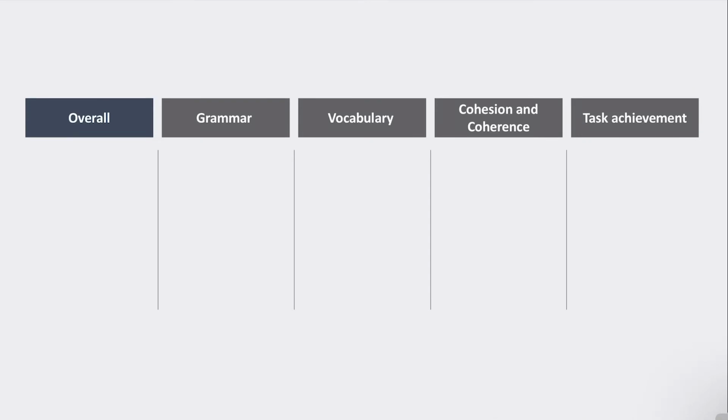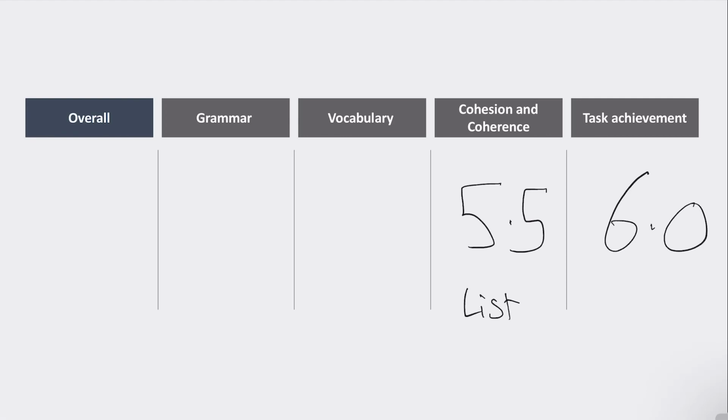So in terms of task achievement, they did complete the sort of major parts of the task. The overview was very short, so I'm a little bit worried about that. They did summarize the main features, but not super well. I'd probably give it 6 for that. Coherence and cohesion, probably 5.5, because it did just feel like a kind of list of sentences rather than a planned summary.